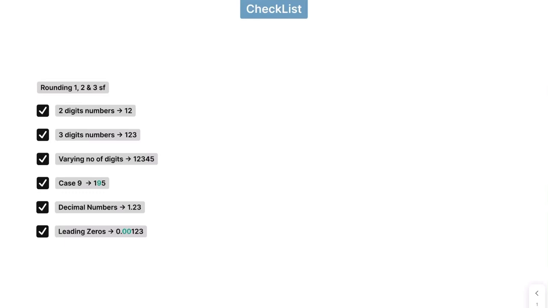So in this video, we're going to look at rounding to 1, 2, and 3 significant figures. We're going to look at all sorts of examples you can face, such as leading zeros, what happens when there's a 9, all the cases that are listed on this slide. So just as a quick intro to significant figures.